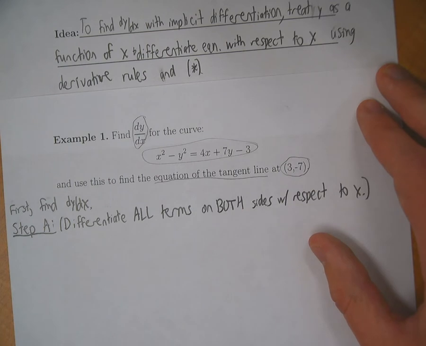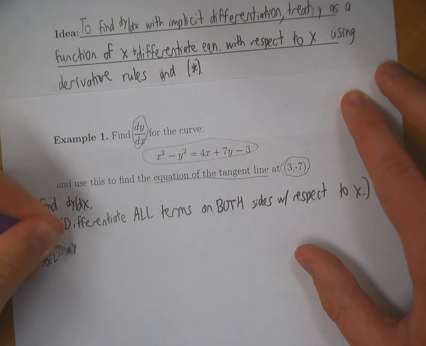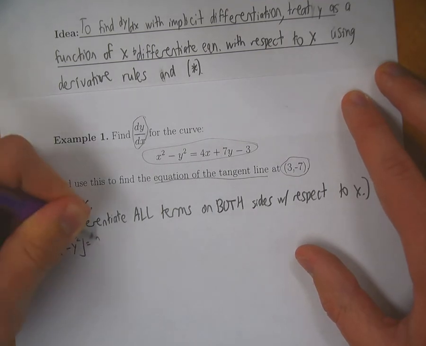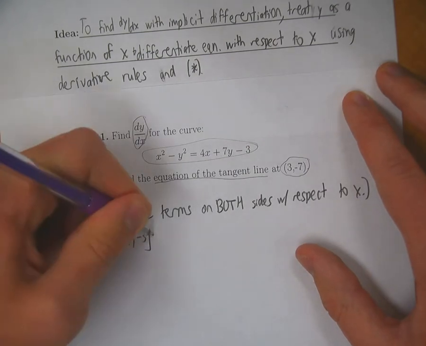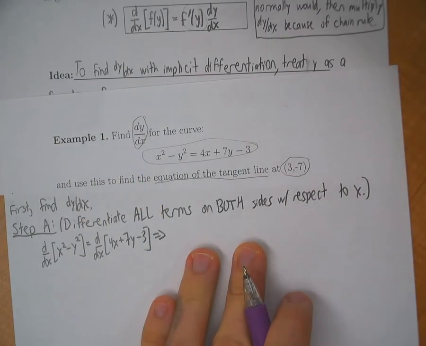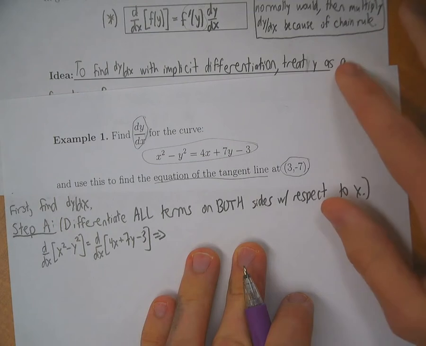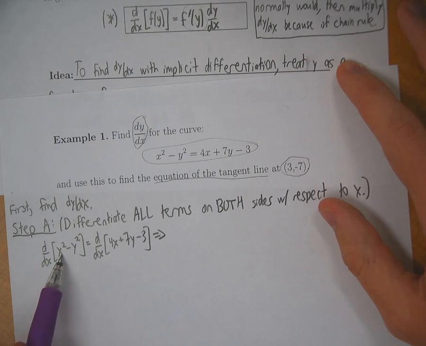So utilizing that idea, we say, all right, well, we have d over dx of x squared minus y squared equals d over dx of 4x plus 7y minus 3. Okay? So I'm going to do the left-hand side for you guys, and then I'm going to ask you guys to do the right-hand side for me. So the left-hand side, all we have to do is focus on the derivatives of x squared and y squared.